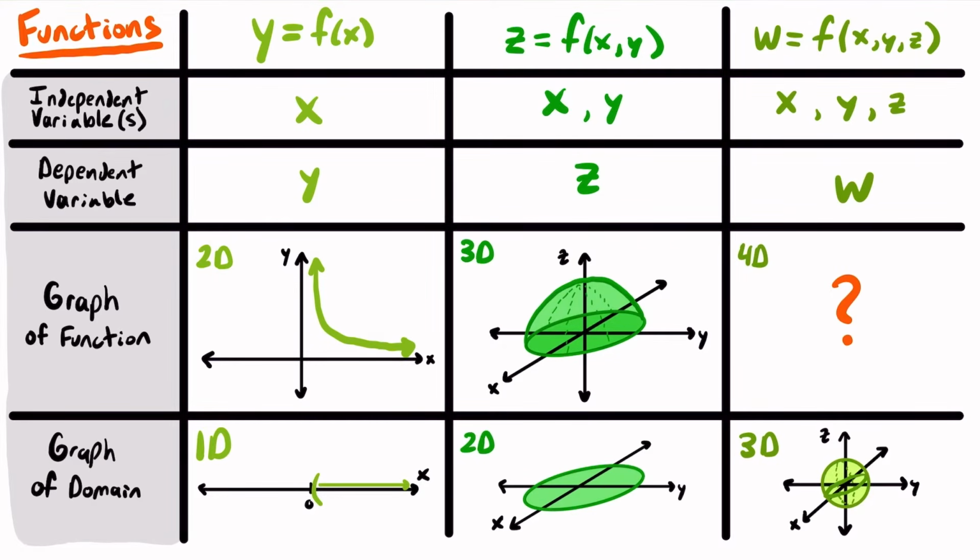And all of those 4-dimensional points together would form some type of 4-dimensional shape. Again, we don't know what that looks like, but the same type of process is going on here that happens when we graph single variable functions and functions of two independent variables. Okay, so those are the graphs of each of those types of functions, but what about the domains?